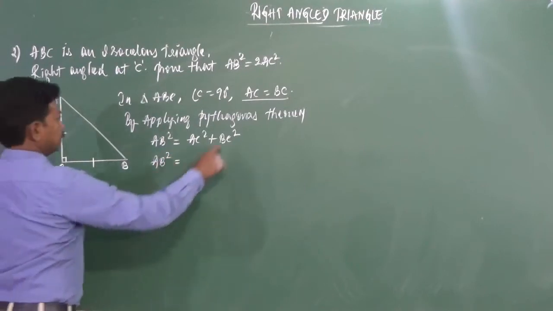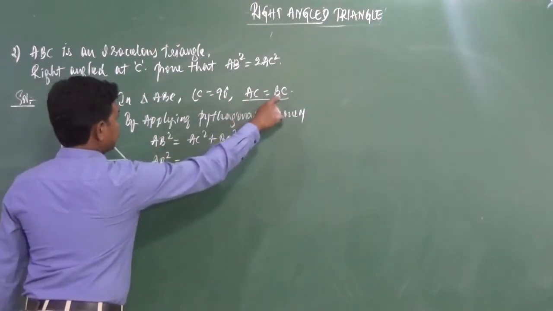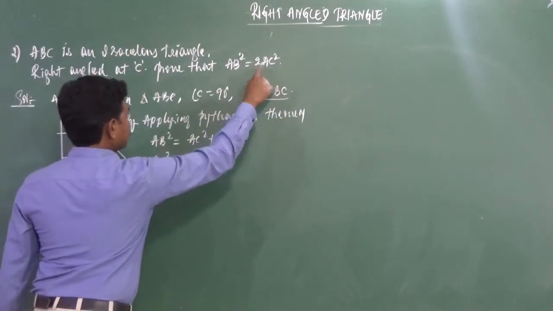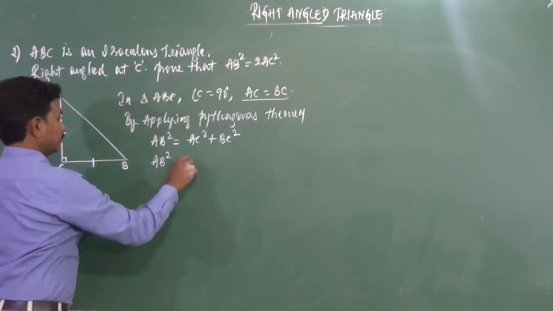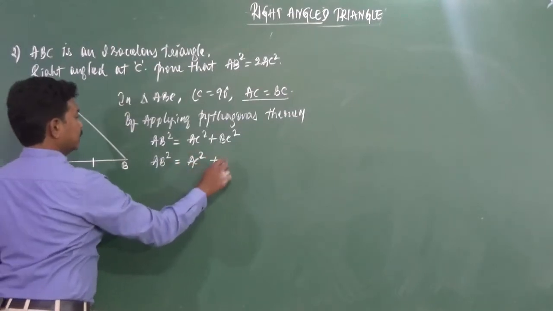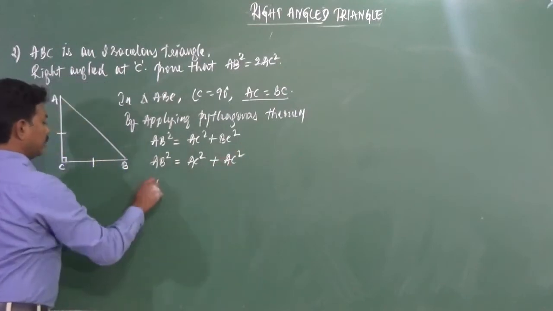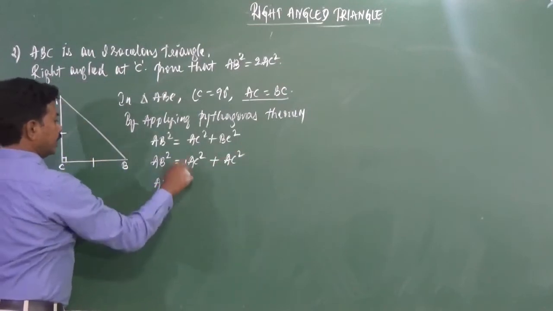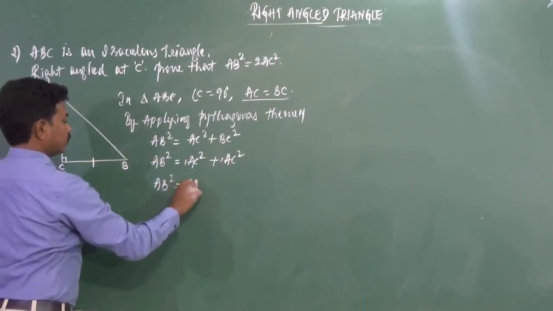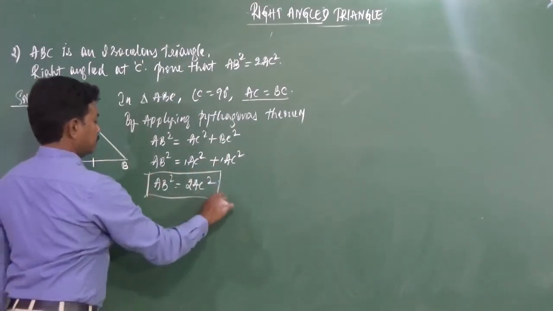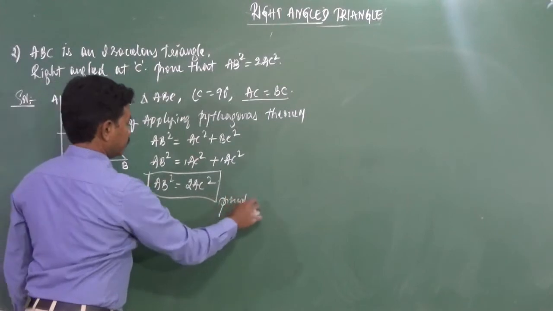So here AC is equal to BC. Therefore instead of BC we will write AC again, because we have to prove that it is 2AC square. So we will write this AC square as it is, and instead of this BC we will write AC once again. So AB square is equal to 1AC square plus 1AC square, which is 2AC square. So it is such a simple problem. So hence it is proved. Okay.